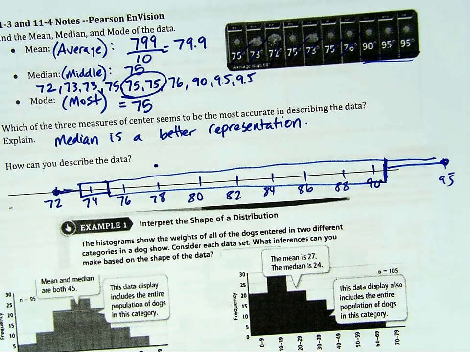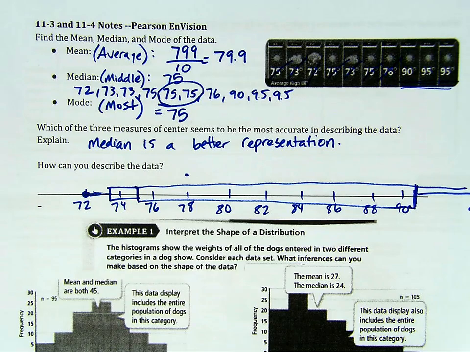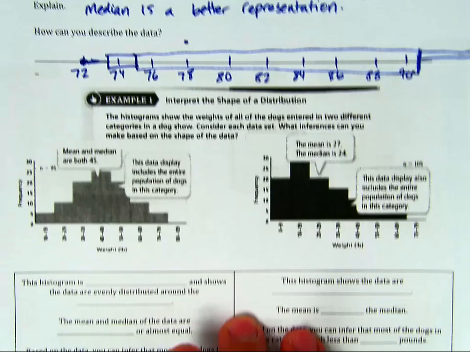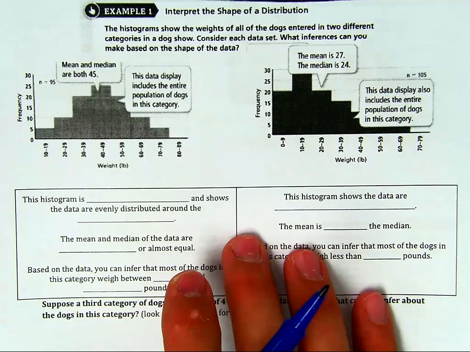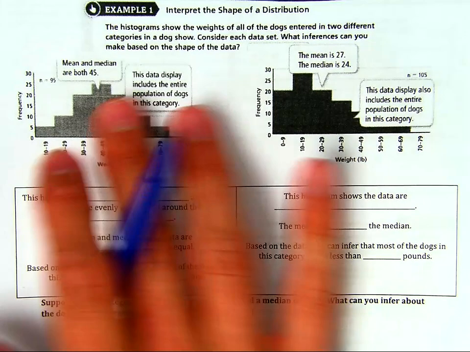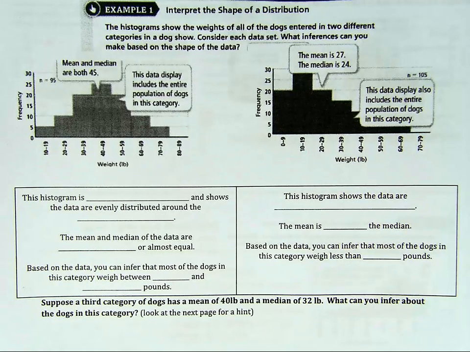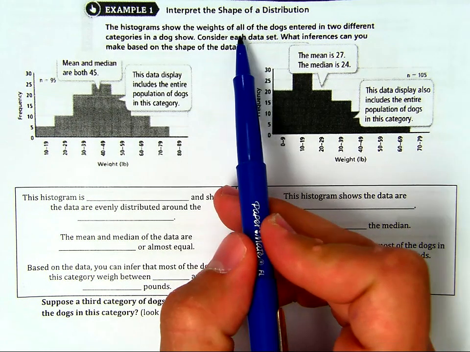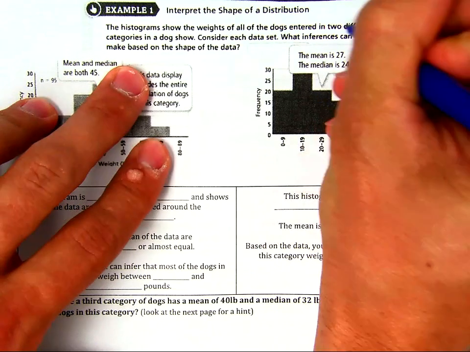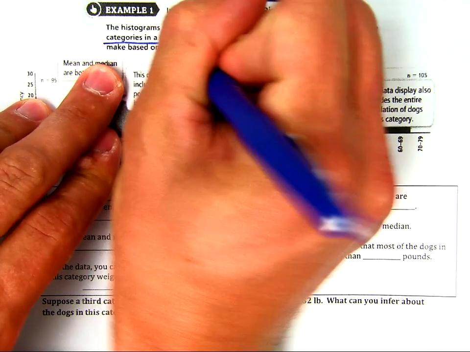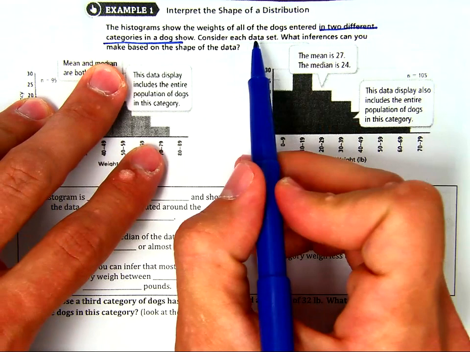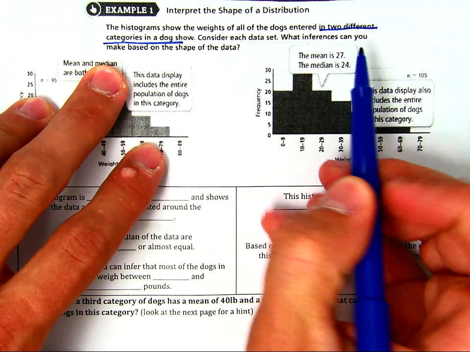All right, so that was just a warm-up, talking about mean, median, and mode and what those represent. Now we're going to take a look at example 1 and see how we can interpret data once we have these histograms. For example 1, we've got a histogram that shows the weights of all of the dogs entered into 2 different categories in a dog show.